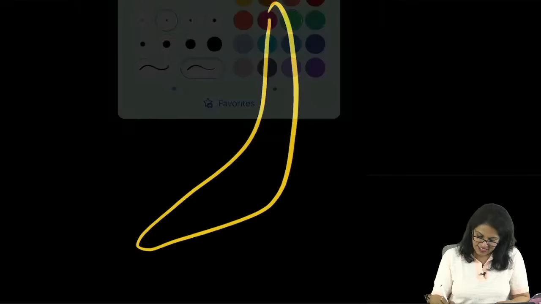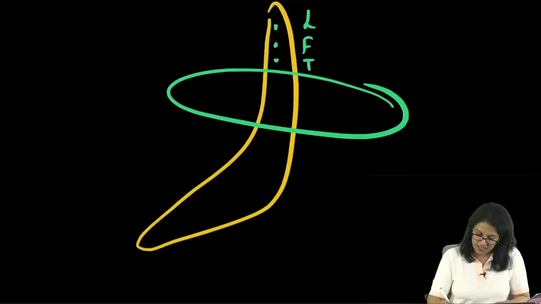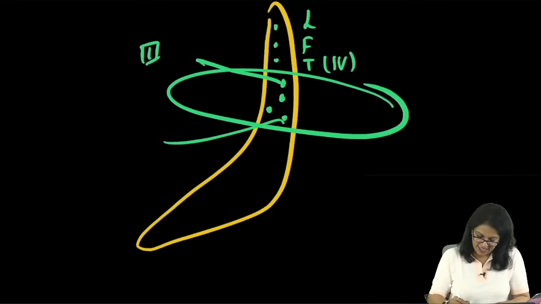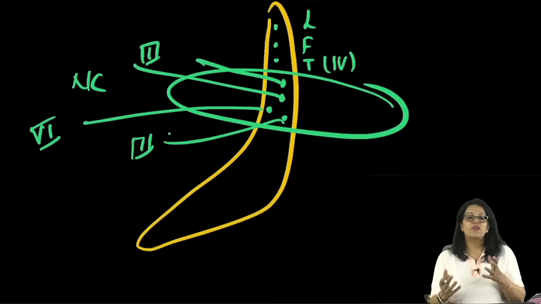This is the mnemonic to learn: lacrimal, frontal, trochlear. And trochlear is your fourth nerve. And two branches of the third nerve, nasociliary and the sixth nerve. So 3 and 6 are here. This is the third nerve superior branch, inferior branch, nasociliary and 6th nerve. So all 3, 4 and 6 will be involved.